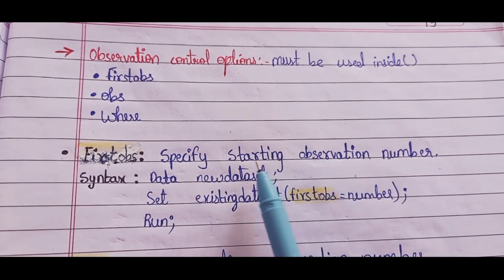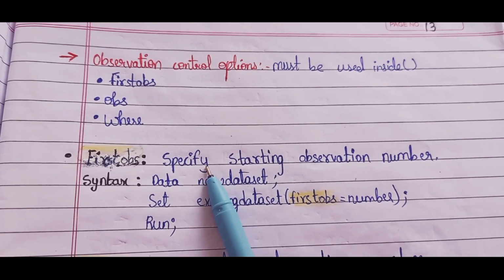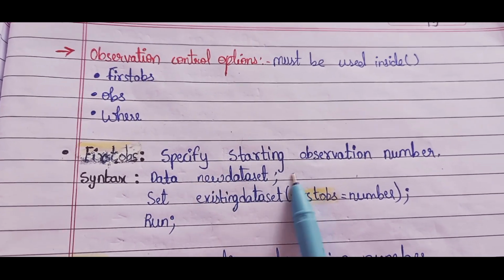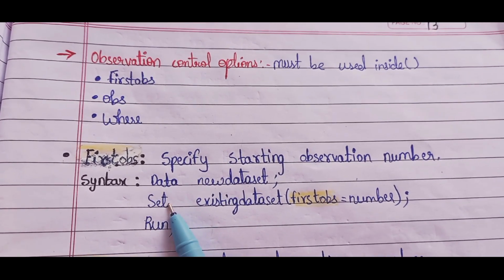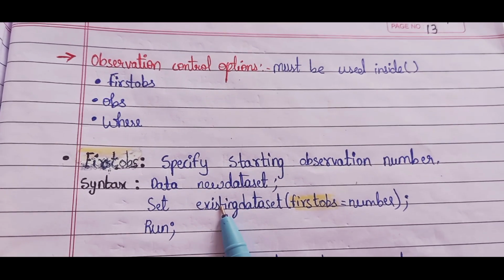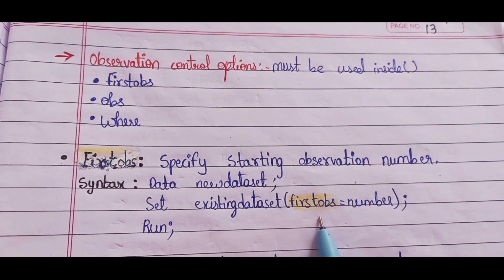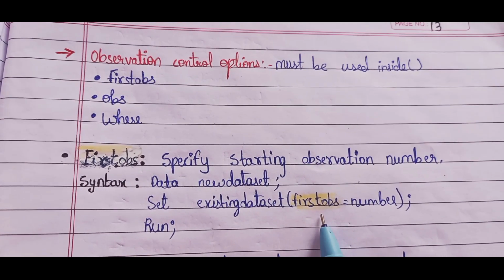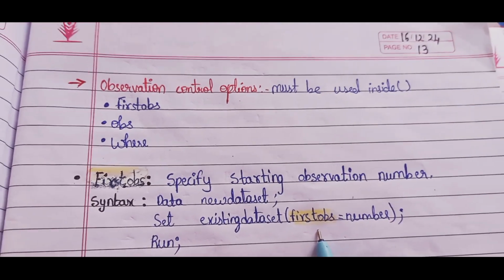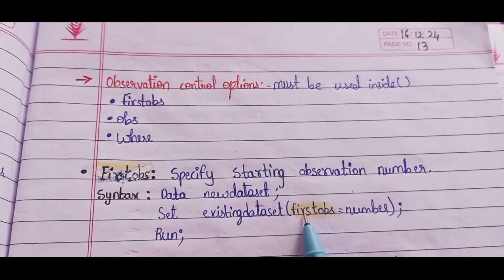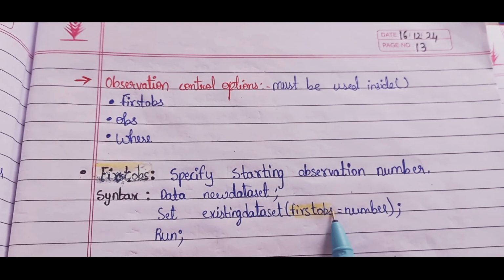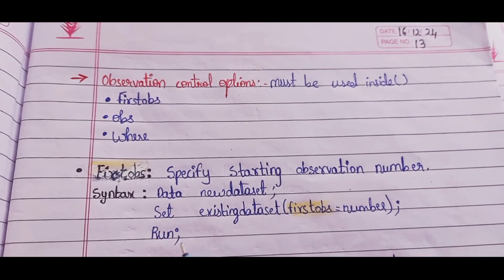For this first OBS, we need to create a new data set, and the set statement is important, followed by the existing data set. After that, we write it the same way as we wrote the variable control options. First OBS equals number, semicolon, run, semicolon.